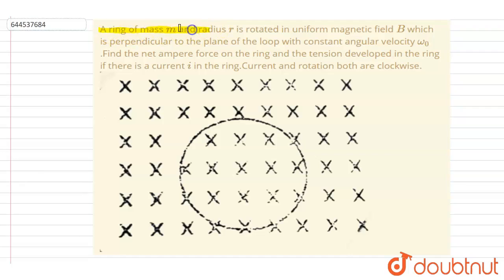Hello everyone. A ring of mass m and radius r is rotating in a uniform magnetic field B, which is perpendicular to the plane of the loop, with an angular velocity omega naught. Find the net Ampere force on the ring and the tension developed in the ring if the current I is in the ring, and the current and the rotation are both clockwise. So if you see, current is given, it is clockwise, and the rotation is also clockwise.